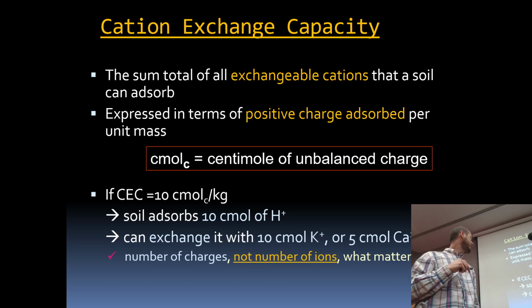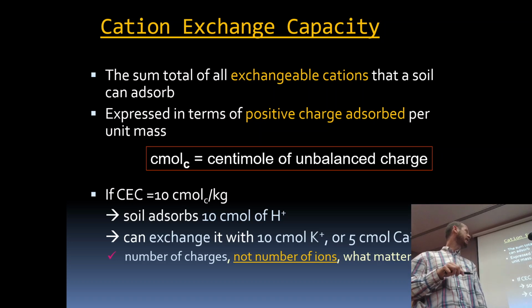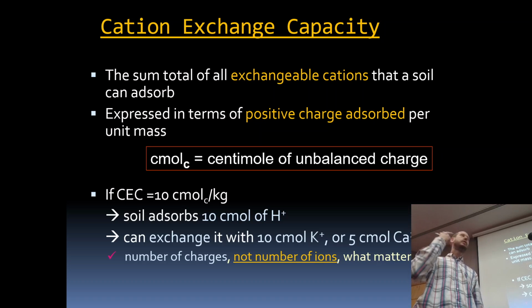So it actually is a direct measurement. If CEC is 10 centimoles per kilogram, it means that it can absorb 10 centimoles of hydrogen. If you have a monovalent cation like hydrogen or potassium or sodium, the CEC will be a direct measurement of how much of that the soil can hold. Now if it was calcium here, it would be half of this, because calcium is +2. So if it was calcium, it would be 5 centimoles of calcium.